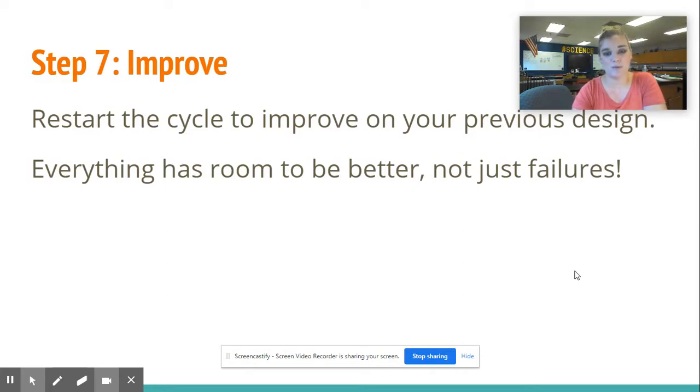Everything can always be better than what we currently have. And so you want to make sure you're not thinking of anything as a failure. You're thinking of it as a stepping stone to another improvement.